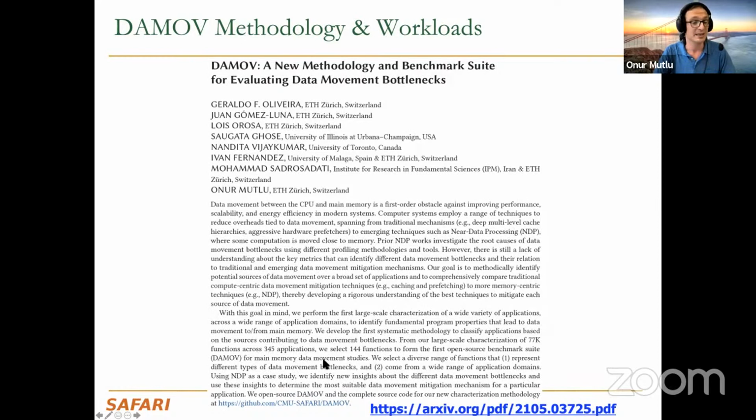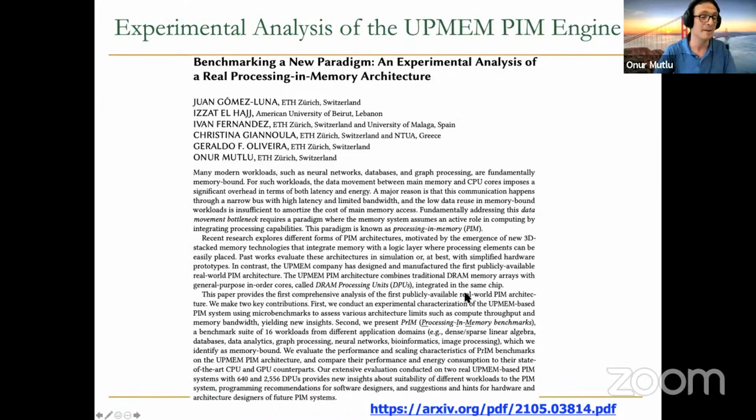And we basically provide a data movement benchmark suite. Geraldo is right now working on actually open sourcing it completely. So you can even find the data movement workload suite open source soon. That's true for the workload suite that we develop to test the UPMEM systems as well. Juan is doing that as well.